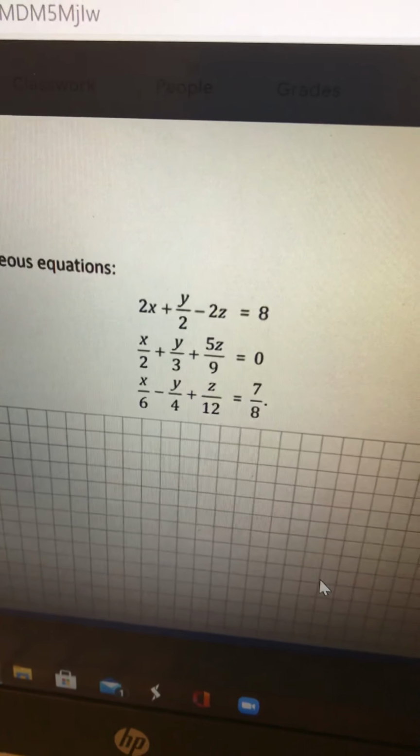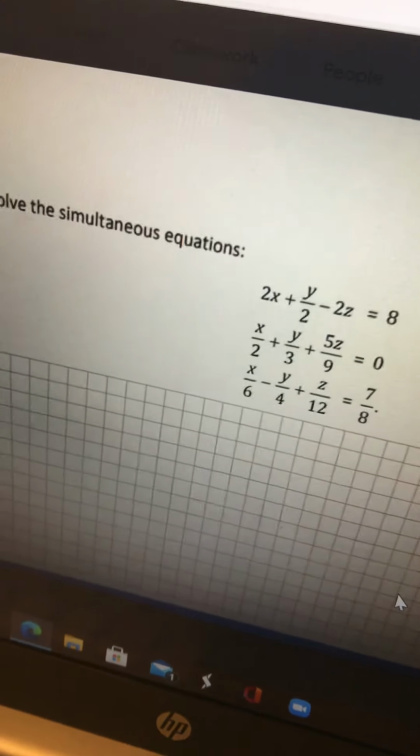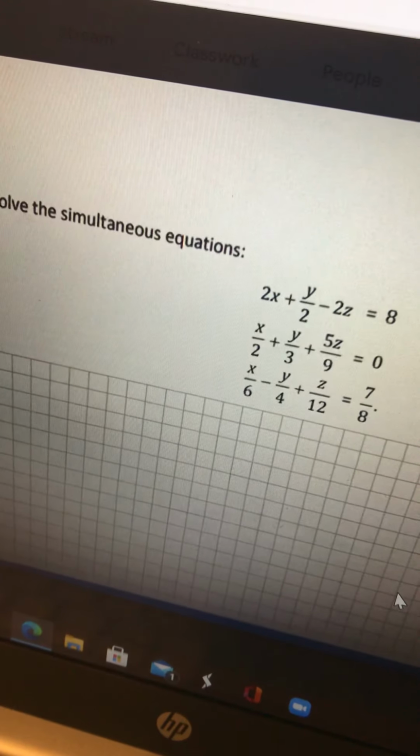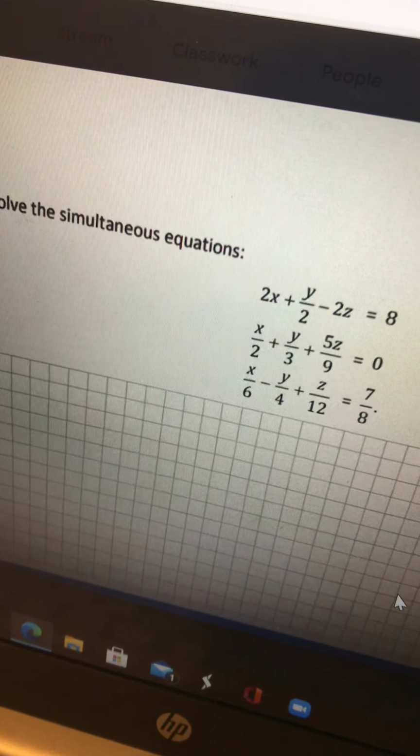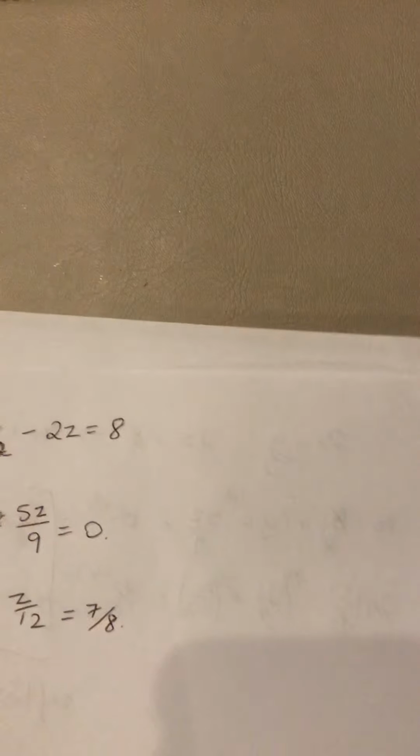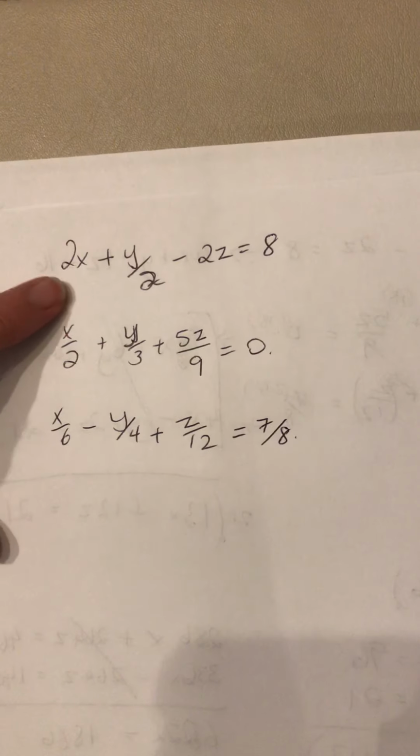This is the second question that I gave you on Google Classroom. If you want to try a difficult one, it is solving a simultaneous equation. The only reason I think it's difficult is because they included fractions. So the very first thing that I'm going to do is try and get rid of my fractions. I'm going to multiply the top line by 2.